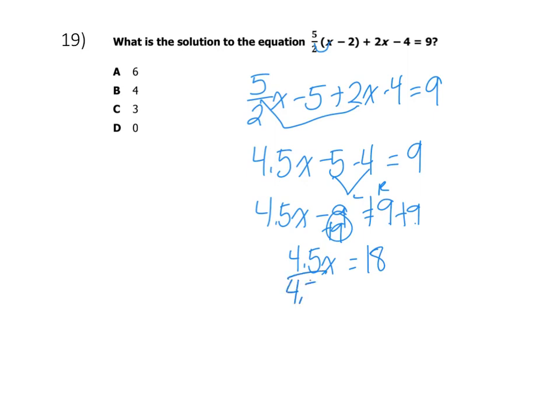Divide by 4.5, because 4.5 and x are being multiplied together, and to get the x by itself, I have to divide. That gives me 1x. Divide by 4.5. 18 divided by 4.5 gives me 4. x equals 4.